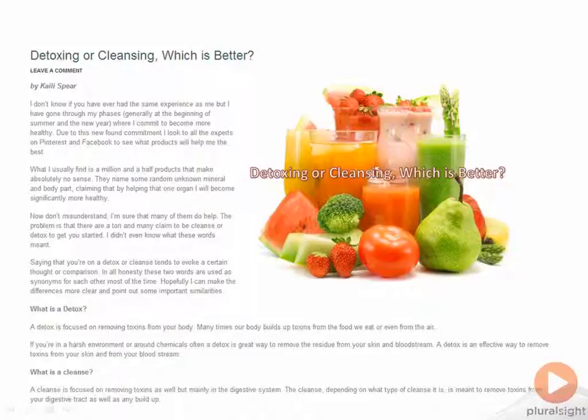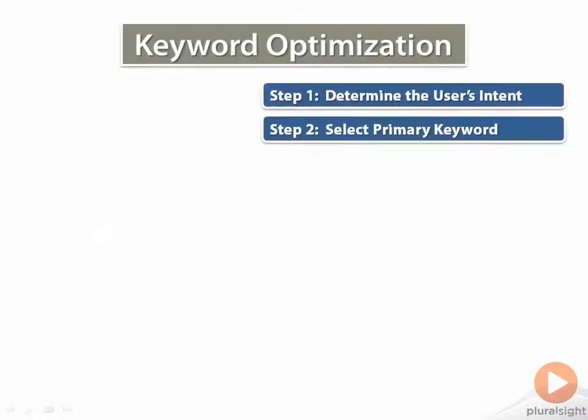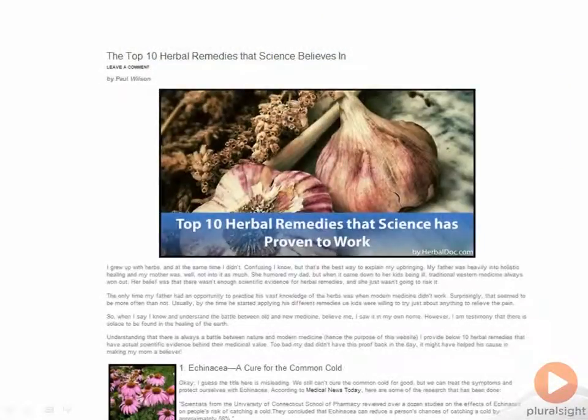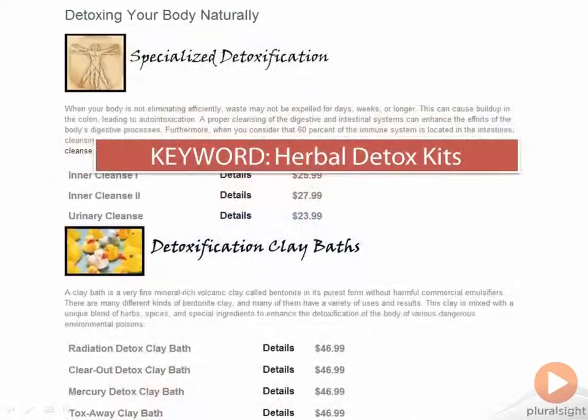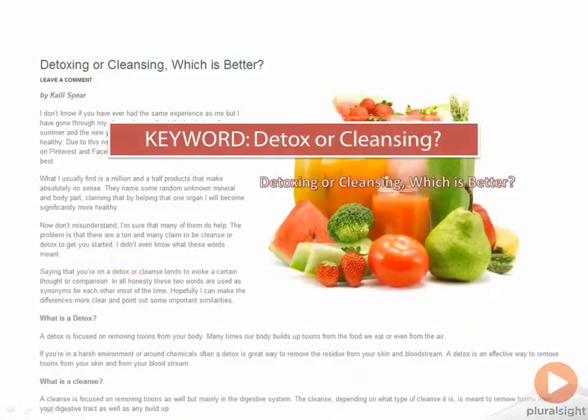After I assess the purpose of the page, it is much easier to then decide on what my primary keywords should be. Returning to the article about the top 10 herbal remedies with scientific proof, it makes sense that I use the keyword "scientific evidence for herbal remedies" instead of "buy herbs." And for the commerce page, the head or primary keyword being "herbal detox kits" shows that people are looking for something to buy rather than just information to learn about. And of course, since I'm focusing on a question for the article that is both informative and commercial, I would use the question "detox or cleansing" as the keyword.